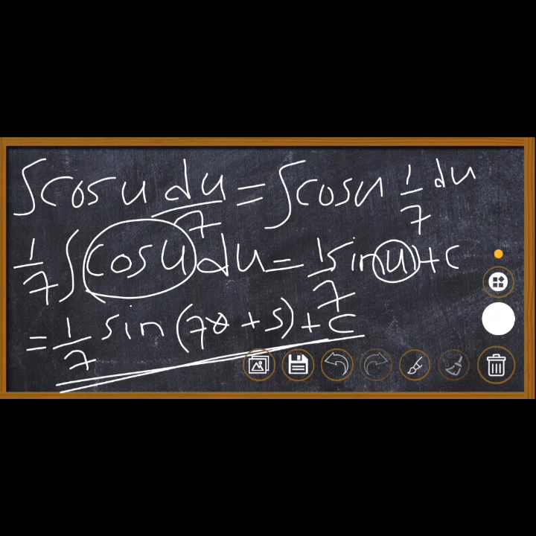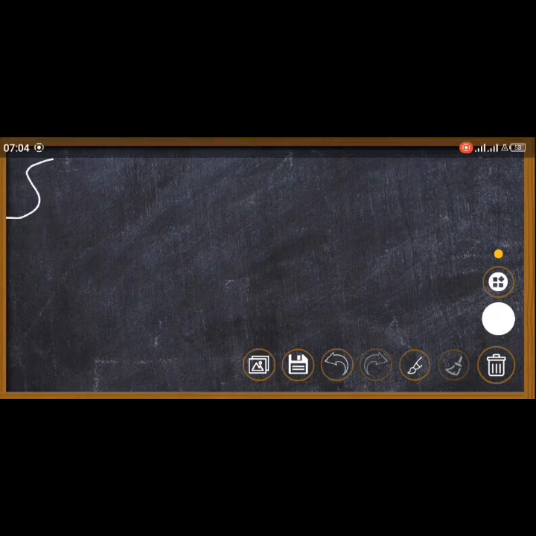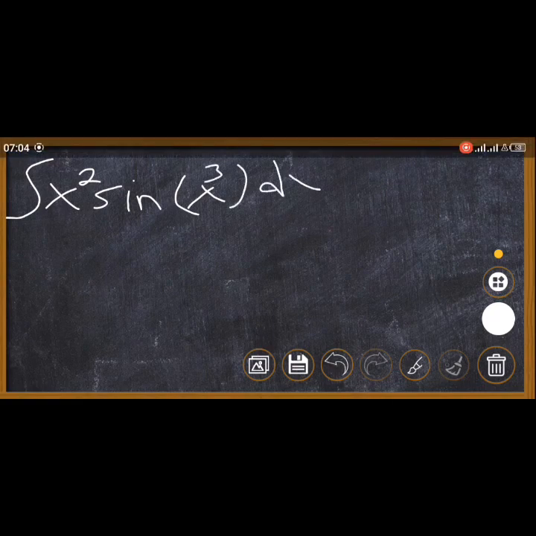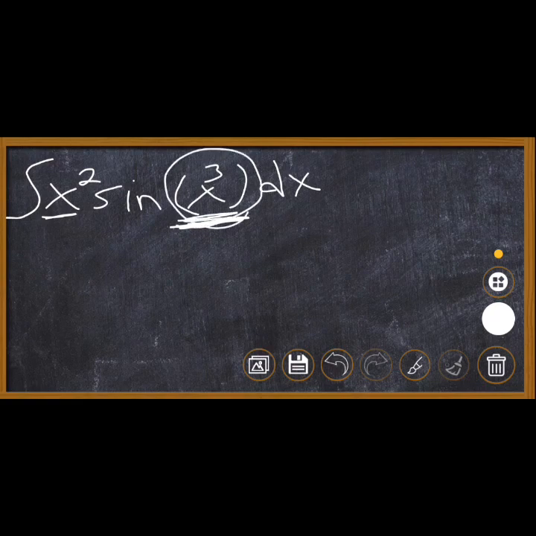So that's it for this equation. Now, what about this one where you have, let's say, you have been given x squared, and then here we have sine, and then here we have x power 3 dx. Which one do you think we can let u equal to? Okay, you are right. So you let this one, which is in here, equal to u. You don't let this one. You let this one, which is in here, because this is the complicated algebraic expression acting as the angle. So there's no way we can integrate this apart from using the substitution method.